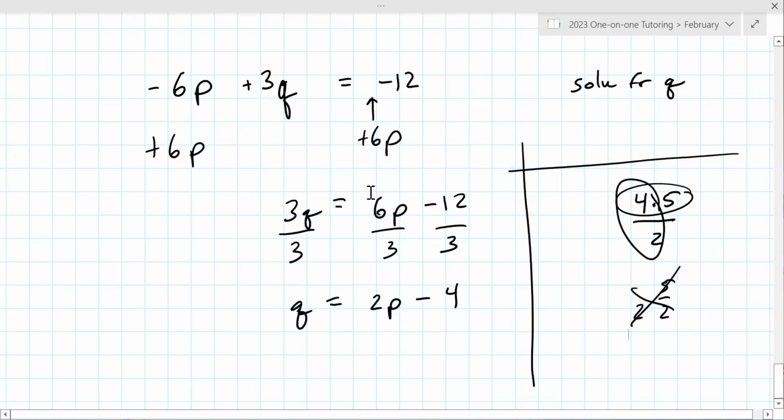So you divide the number if you can. Sometimes you can't. All right, so let me give you one here to try. Minus 2w minus 3v equals minus 18. Solve for w.